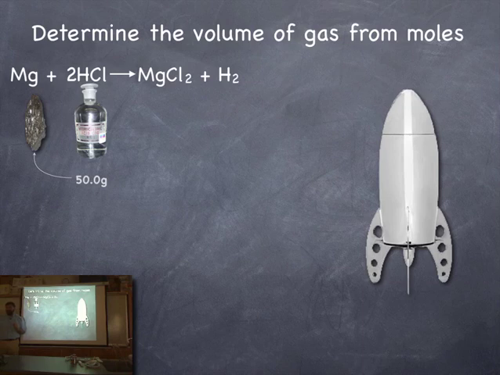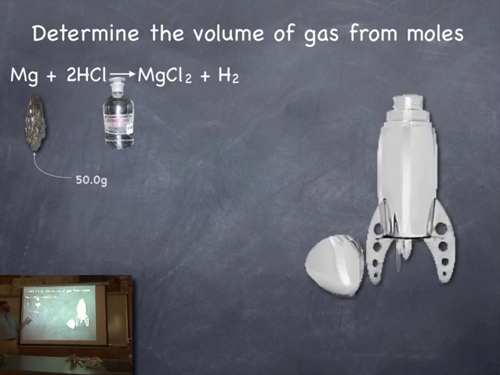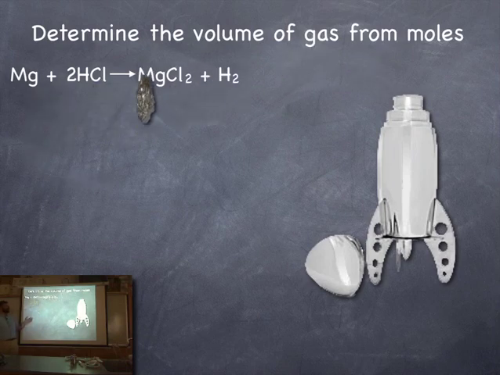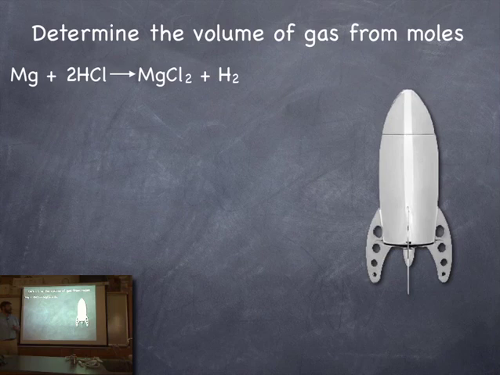Okay? And so we're going to open up the rocket, put the hydrochloric acid in, put the magnesium in, and then close it back up. Then when we set it off, those things will react and they'll produce gas. The question is, how much gas will be produced? What volume of gas at STP, 1 atmosphere, 0 degrees Celsius, will be produced?